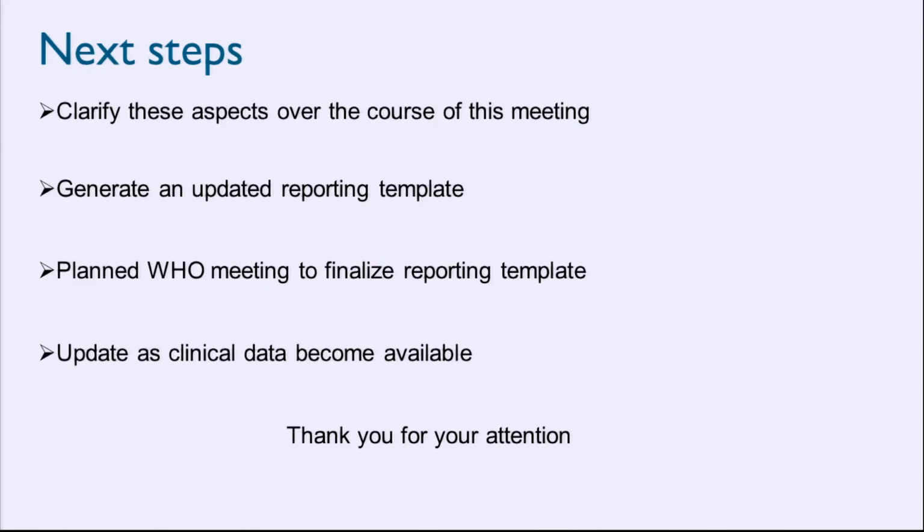Our next steps are going to be to show you guys basically what we've been talking about and consider this to be a continued conversation so that we can update our reports as we learn more information from other end users. There will be a planned WHO meeting to sort of finalize our reporting template, and this will continue to be updated as clinical data become available and more data accumulate within the RESEC-TB data set.